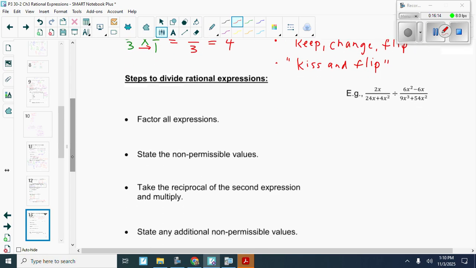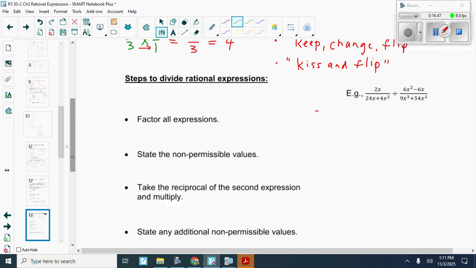So here's what we're going to do when we are dividing our rational expressions. Here's what a sample question would look like. Guys, just take it one step at a time. The first thing you're going to do is factor all of your expressions, whether they're in the numerator or the denominator. If it's a monomial, you don't need to factor it, you just write it. Then you're looking for a GCF or a difference of squares. So the first thing we're going to do is factor this.